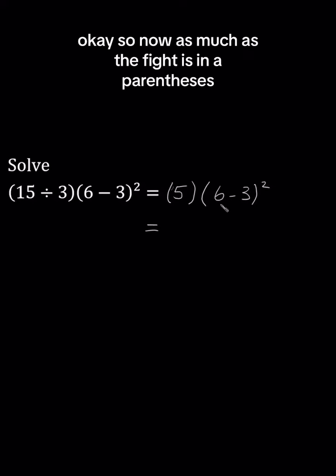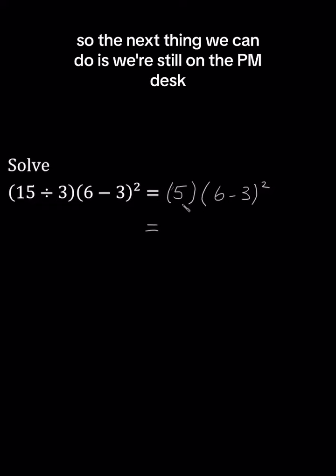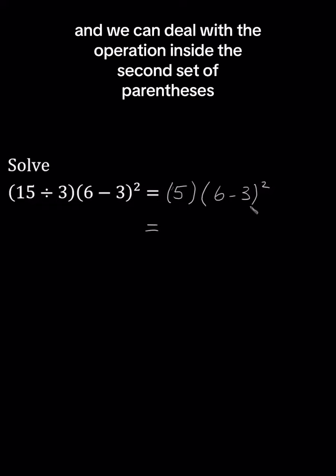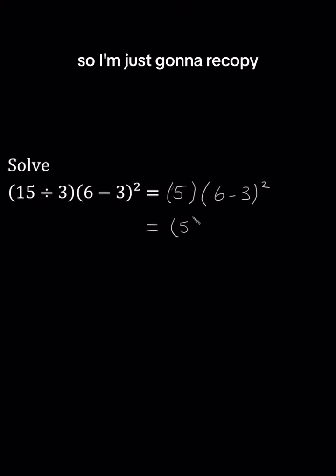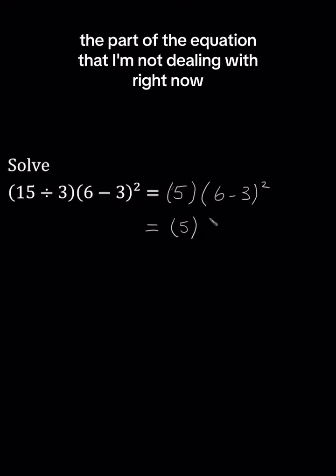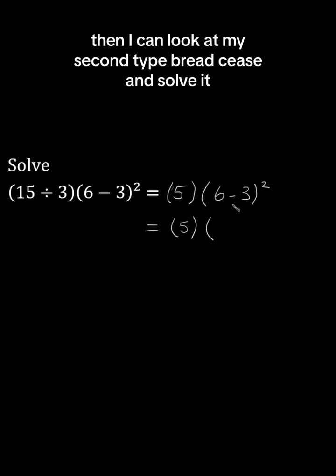Okay, so now, as much as the 5 is in a pair of parentheses, there's no more operation there. So the next thing we can do is, we're still on the P in PEMDAS, and we can deal with the operation inside the second set of parentheses. So I'm just going to recopy the part of the equation that I'm not dealing with right now. And then I can look at my second set of parentheses and solve it.